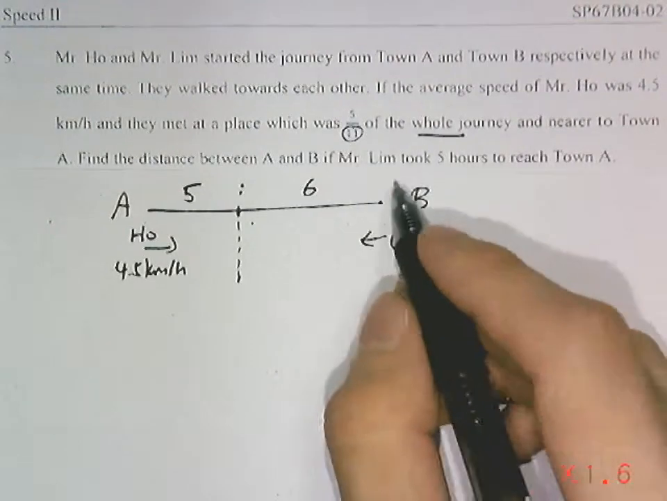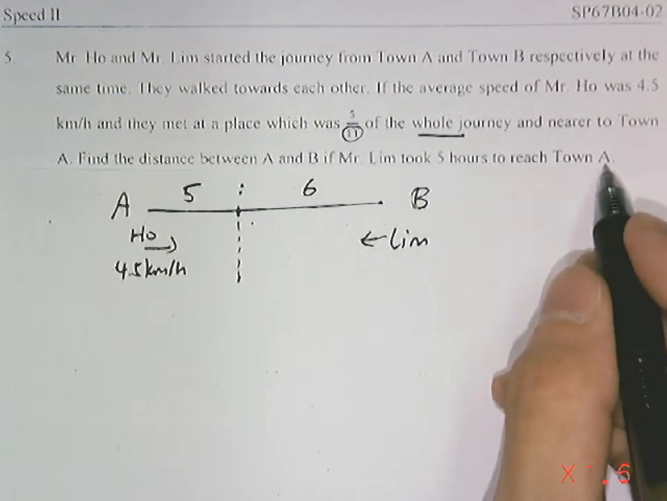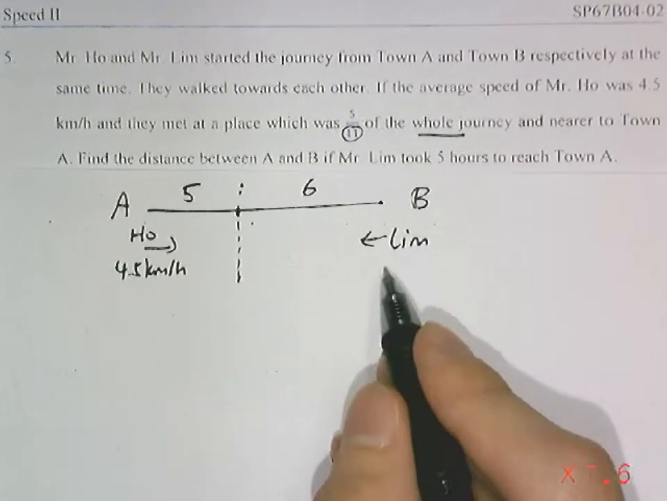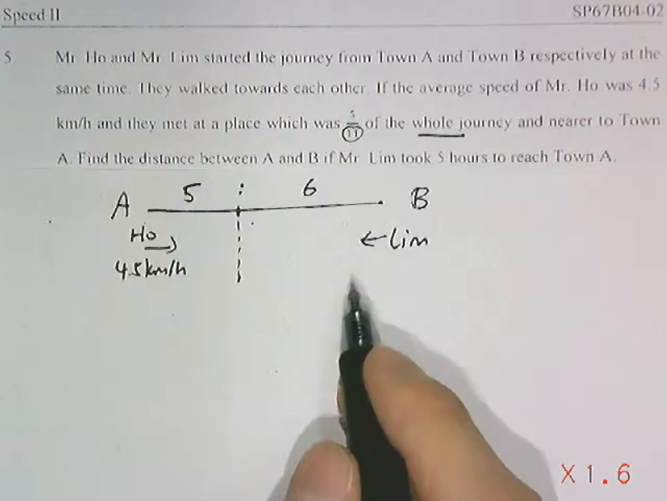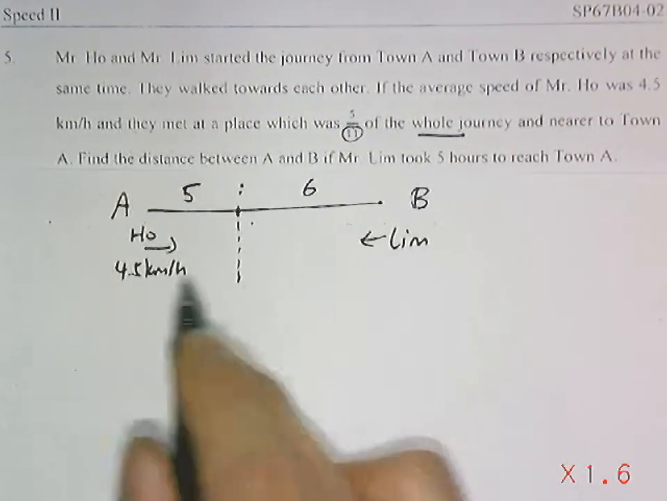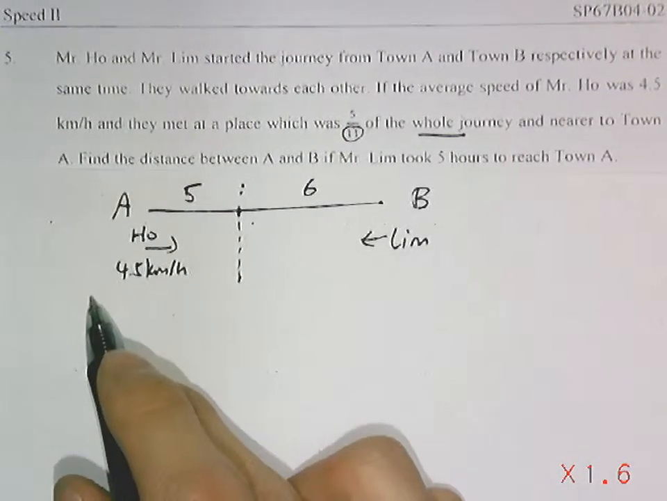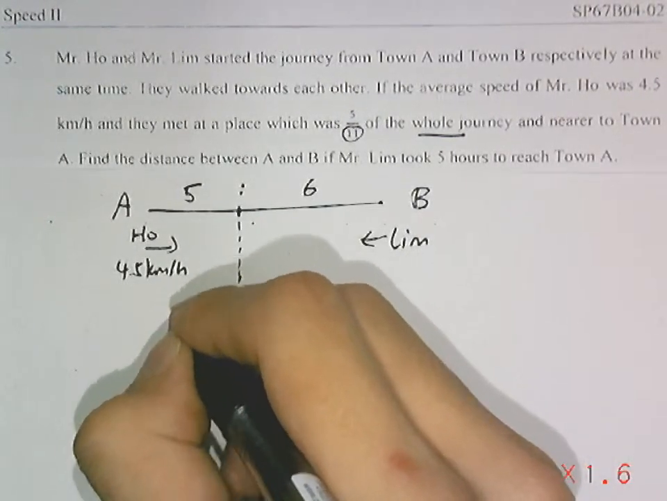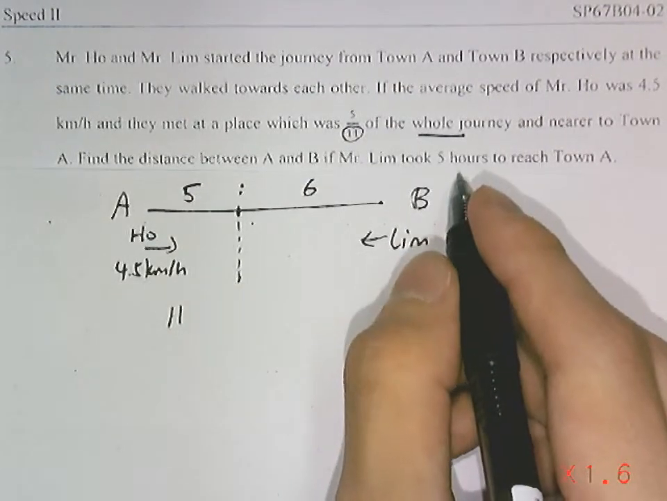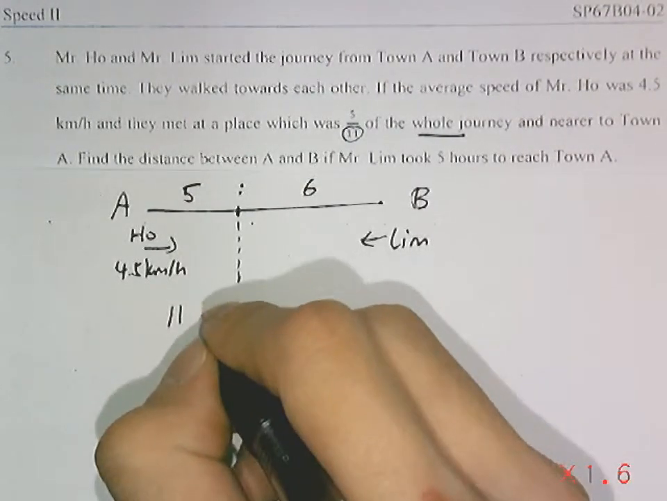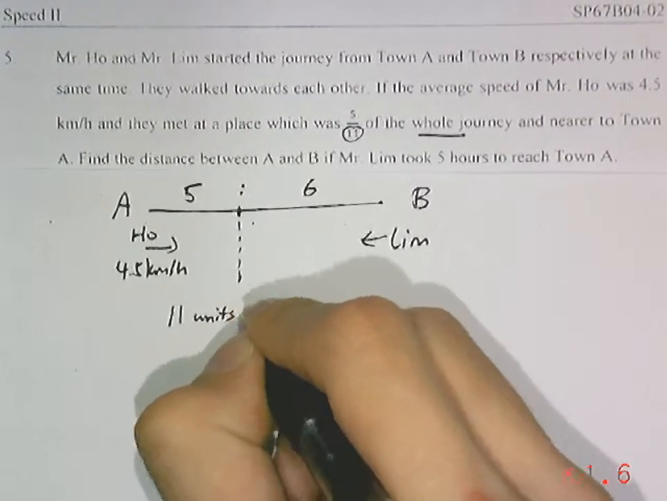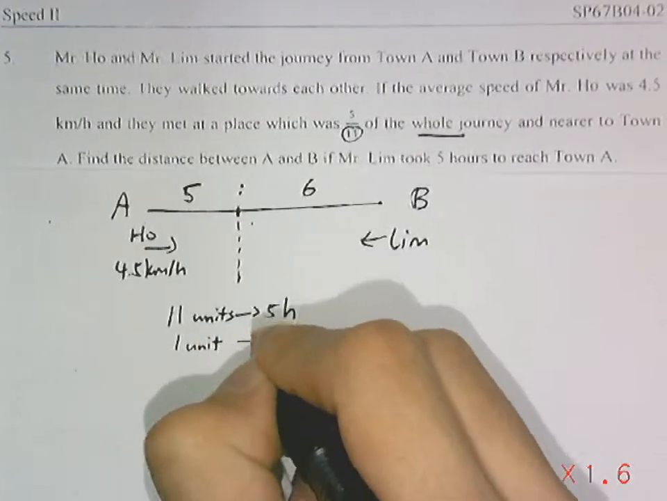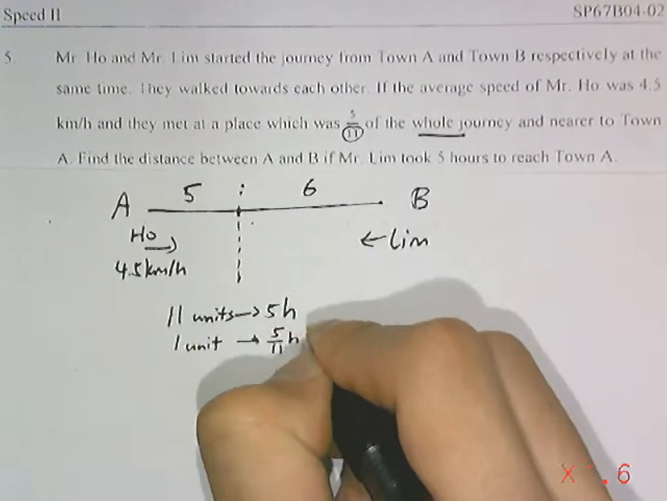And it's now given that Mr. Lim took 5 hours to reach town A. So from B to town A, Mr. Lim took a total of 5 hours. So you can see that there's 11 units of distance from A to B or B to A. Mr. Lim traveled from B to A, which takes 11 units of the distance, and it takes him 5 hours. So 1 unit of distance will take him 5 over 11 hours.